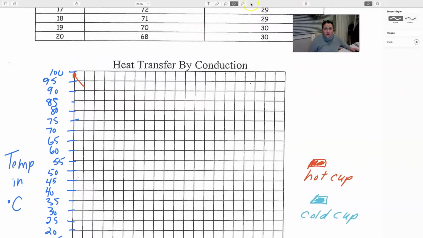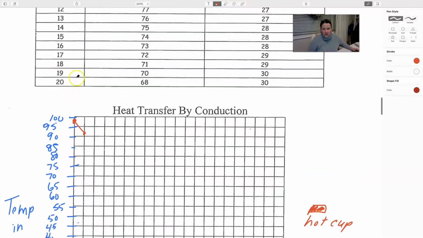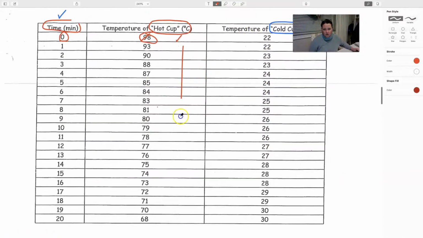Okay, once you are done plotting the hot cup, all the data from here down, you're going to start on your cold cup. So your cold cup is going to start at the bottom of the graph. Obviously, it increases in temperature because it's getting heat from the heat source. Remember that the cold cup is where the heat sinks into it. We call that cold cup the heat sink.